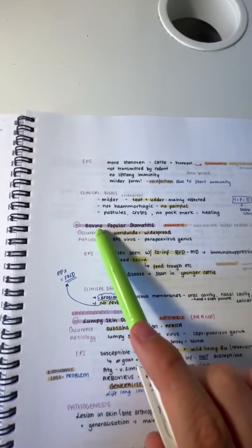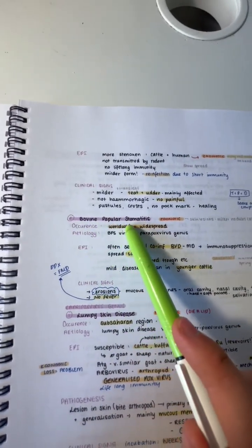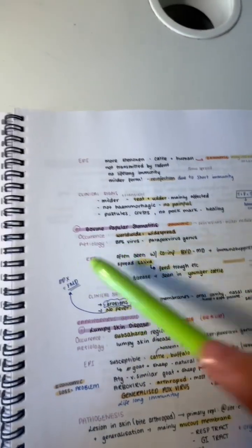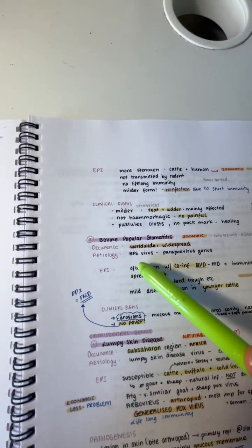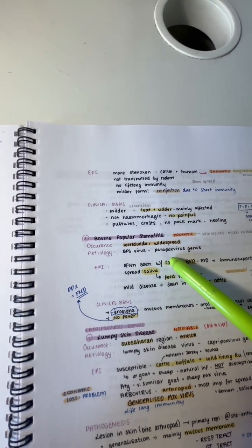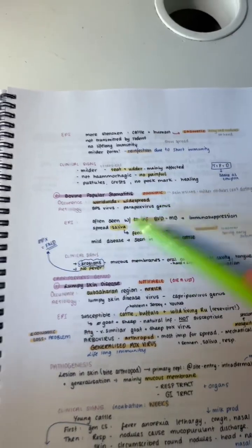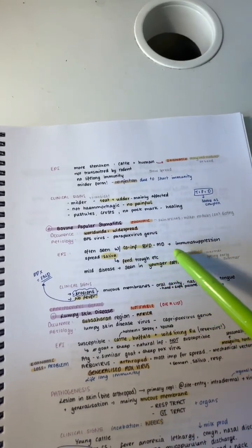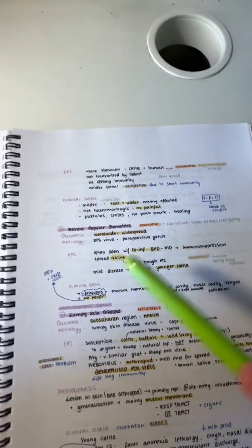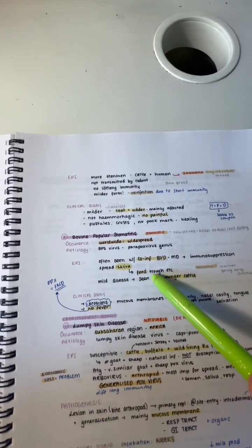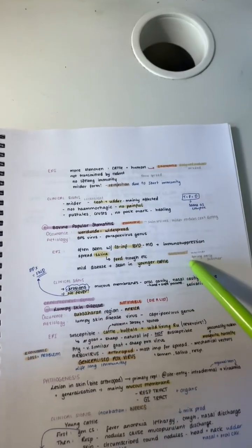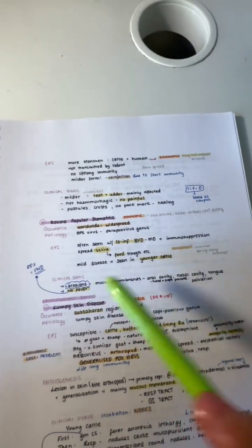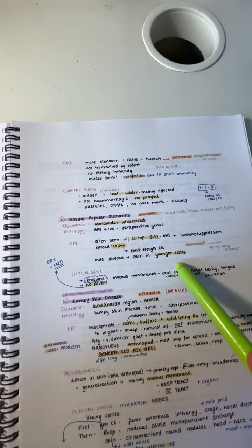The next Parapoxvirus is bovine papular stomatitis. It's zoonotic and the occurrence is worldwide and it is widespread. The etiology is the bovine papular stomatitis virus, which is part of the Parapoxvirus genus. For the epidemiology, it's often seen as a co-infection with BVD, and this leads to immunosuppression. It is spread through saliva, so through the feed trough. It's a seasonal disease, and it's more common in warmer spring or early summer. It's a mild disease, and it's seen in younger cattle.